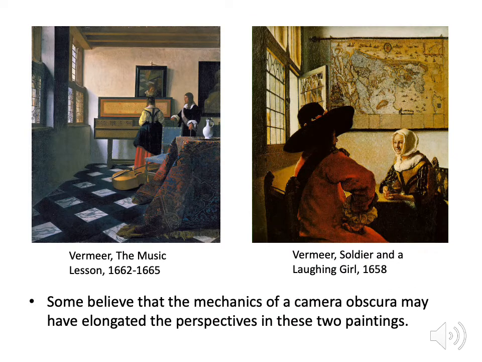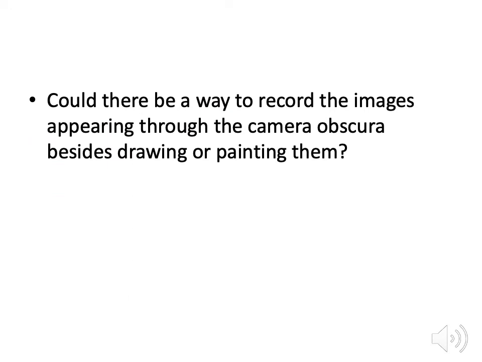Here we have a couple paintings by Vermeer that hint that he used a camera obscura. He has elongated perspectives in these two paintings. We can see that in the floor tiles that are receding backwards, the perspective of them. It's really elongated. It's like you're looking through a camera lens, especially with the trained eye. So now the question is, could there be a way to record the images that are appearing through that camera obscura besides just drawing or painting from them?